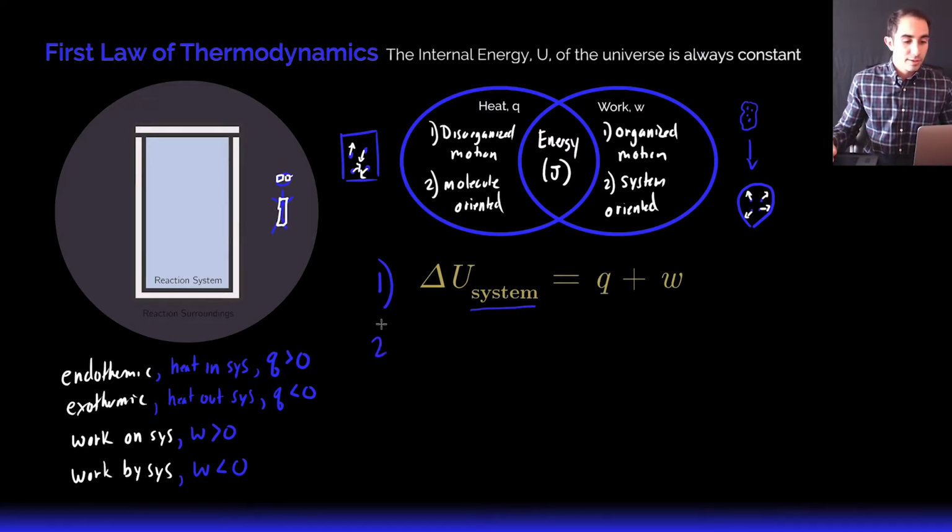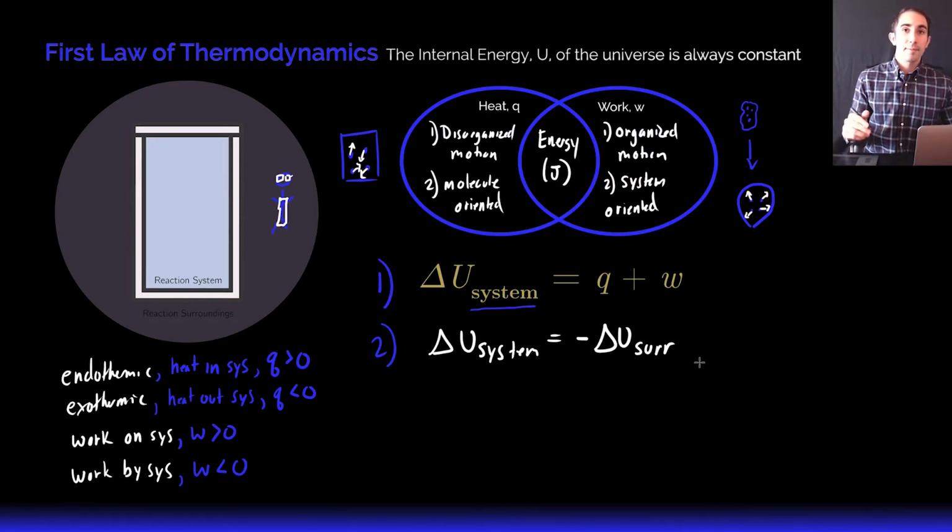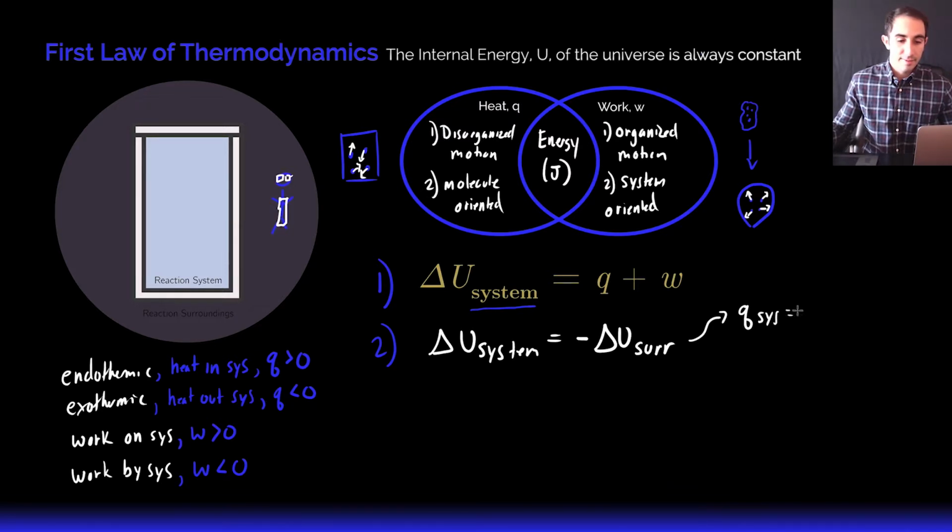And so number 2 is going to bring in the delta U of the system is equal to the negative delta U of the surroundings. And what that means is any amount of energy that is going into the system is coming from the surroundings. So that's the loss from the perspective of the surroundings. And you can add on to this to say also that Q of the system is equal to negative Q of the surroundings, or that W of the system, or work, is negative W of surroundings.